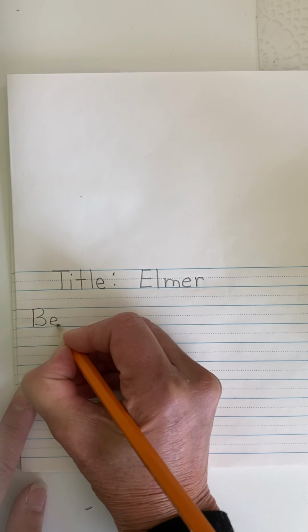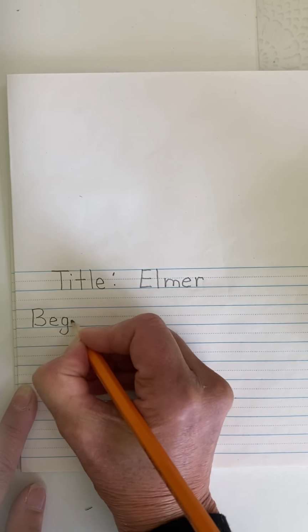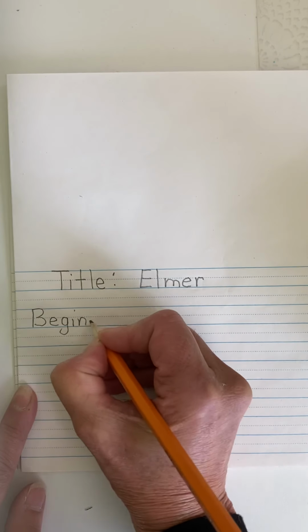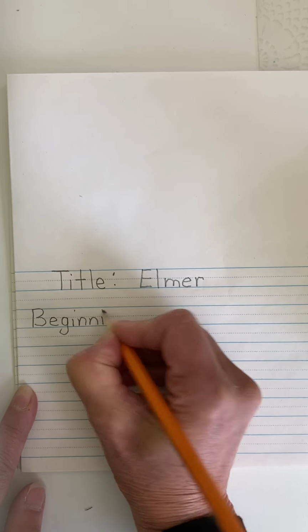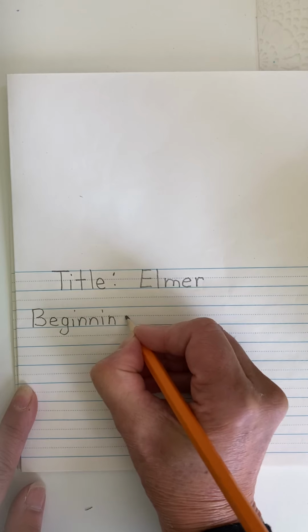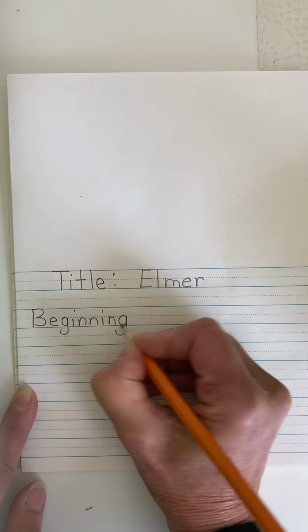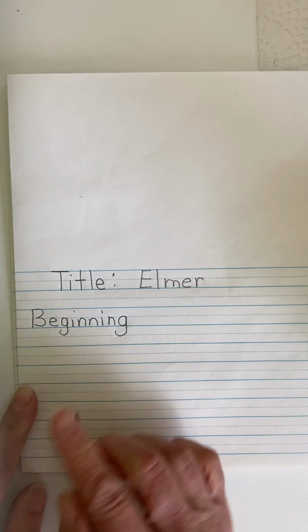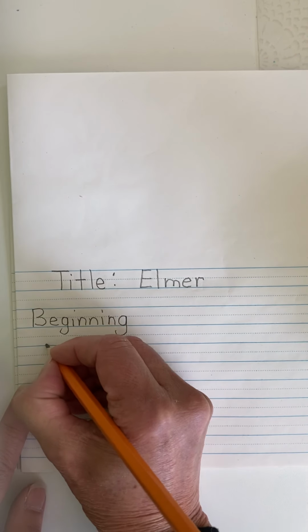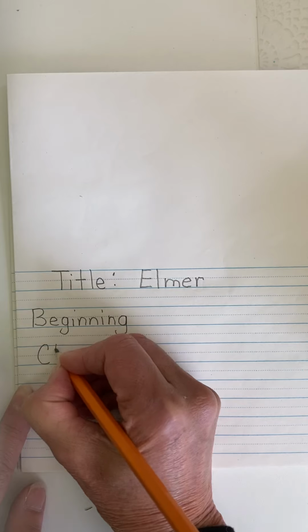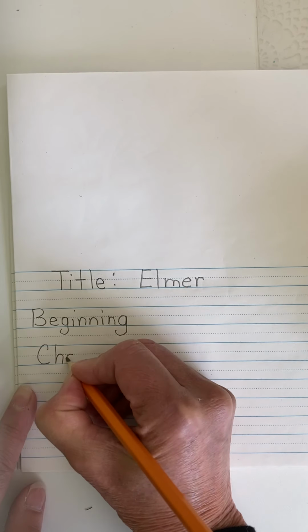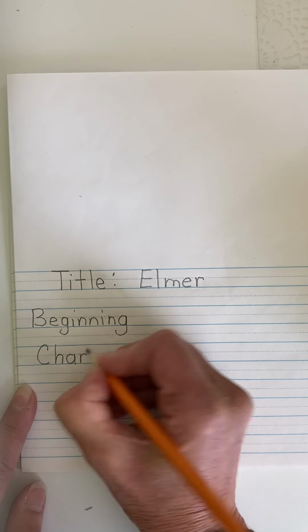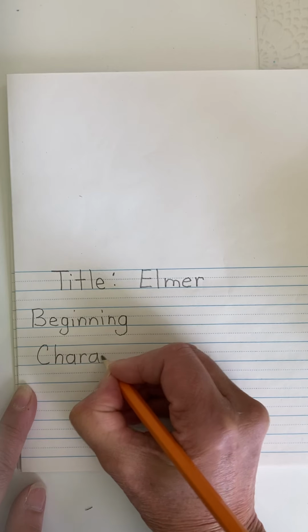So you're going to write the word beginning. Okay. Now remember, it's kind of like our recipe, our hamburger. What happens at the beginning of the story? The first thing you have is characters. So I want you to write the word characters. Who were the characters in the Elmer story?